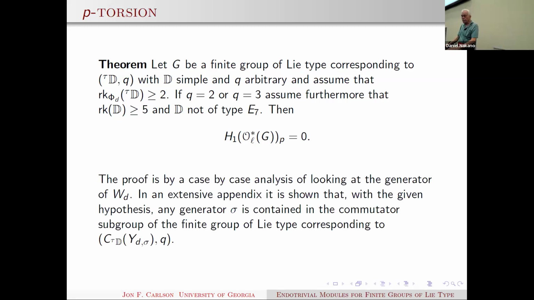Okay, and again it's case by case. We look at generators for the WD. We have an extensive appendix, which we're still working out the bugs in, showing that given the hypothesis, the generators all contain the commutator subgroups of the finite group of Lie type corresponding to some centralizer in that way. And that basically is what we want to do. We want to show that all these generators, in fact, are in the kernel of any basic weak S homomorphism, is what it comes down to.